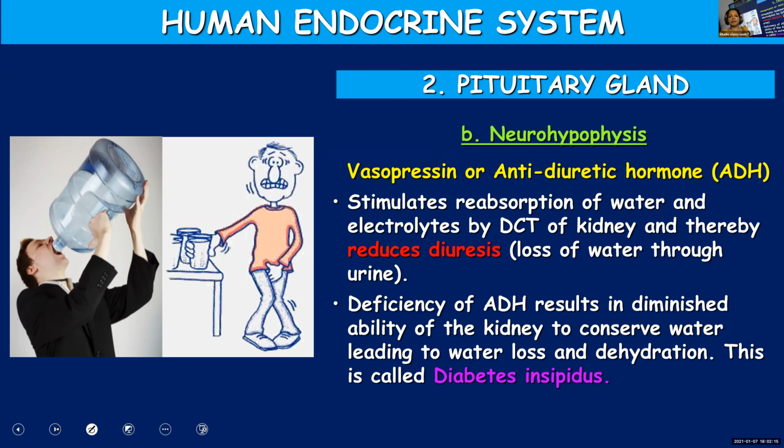But diabetes insipidus is caused by the deficiency of vasopressin. When vasopressin or antidiuretic hormone is less in your body, the water reabsorption cannot take place properly. As a result, there can be loss of water from the body, which can gradually lead to dehydration. Such a condition is known as diabetes insipidus. Any doubt? About diabetes mellitus you will be learning when you learn about the pancreas.